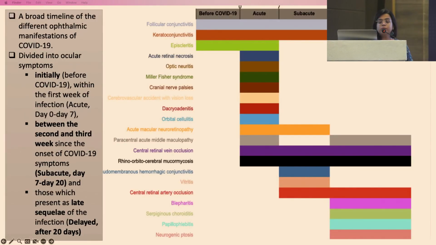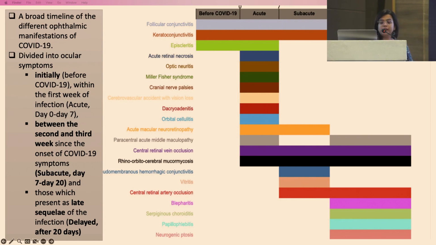This is just a broad timeline of the different ophthalmic manifestations, which can be divided into the ocular symptoms presenting initially, that is before COVID-19 or within the first week of onset, that is the acute onset, 0 to 7 days.